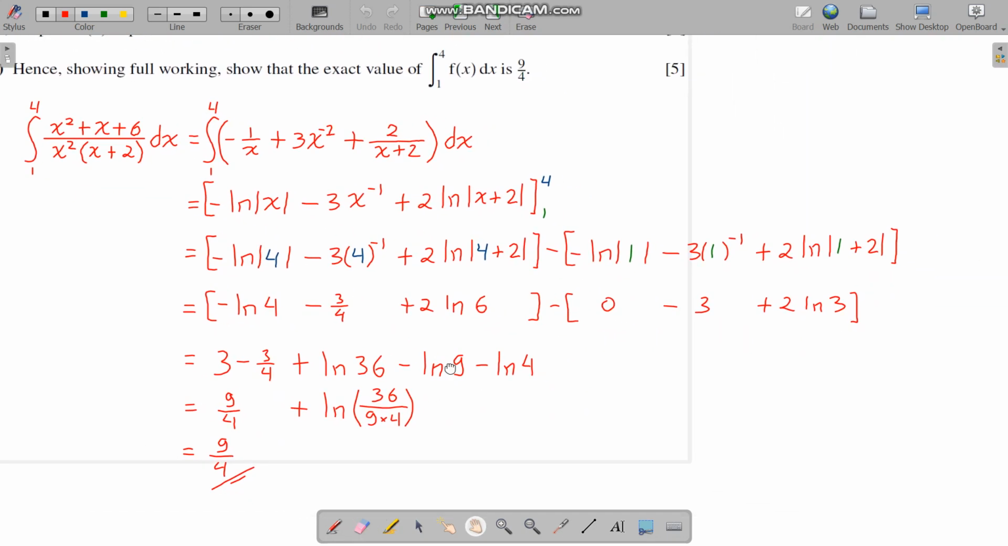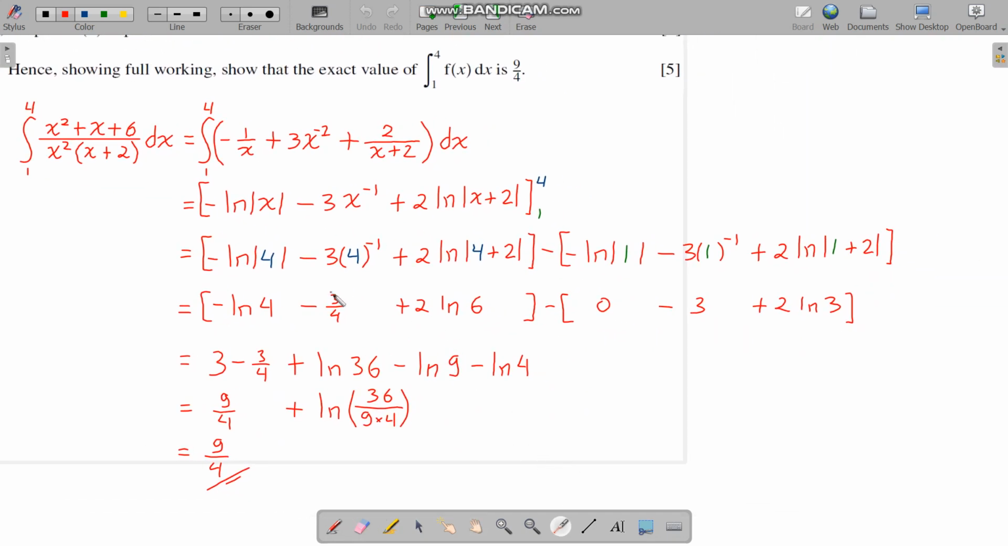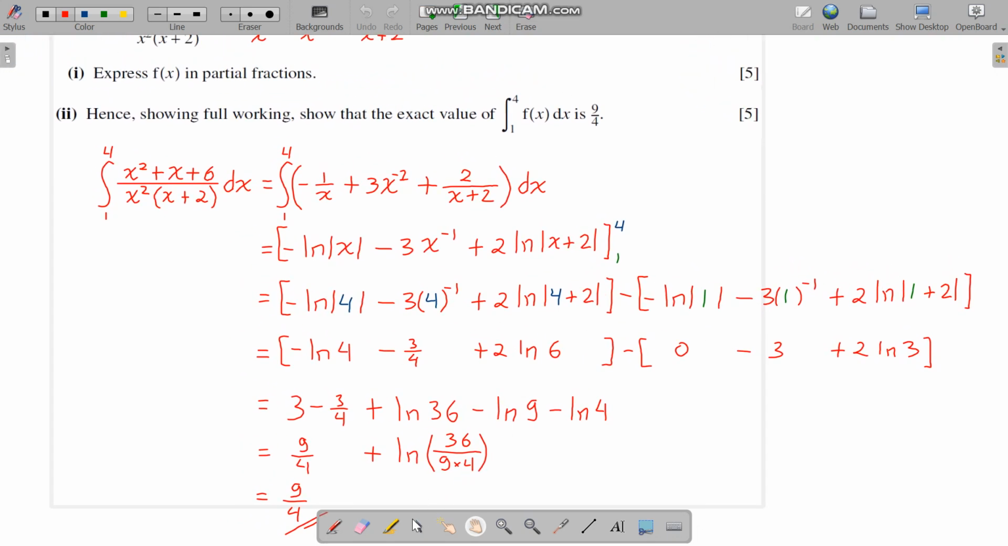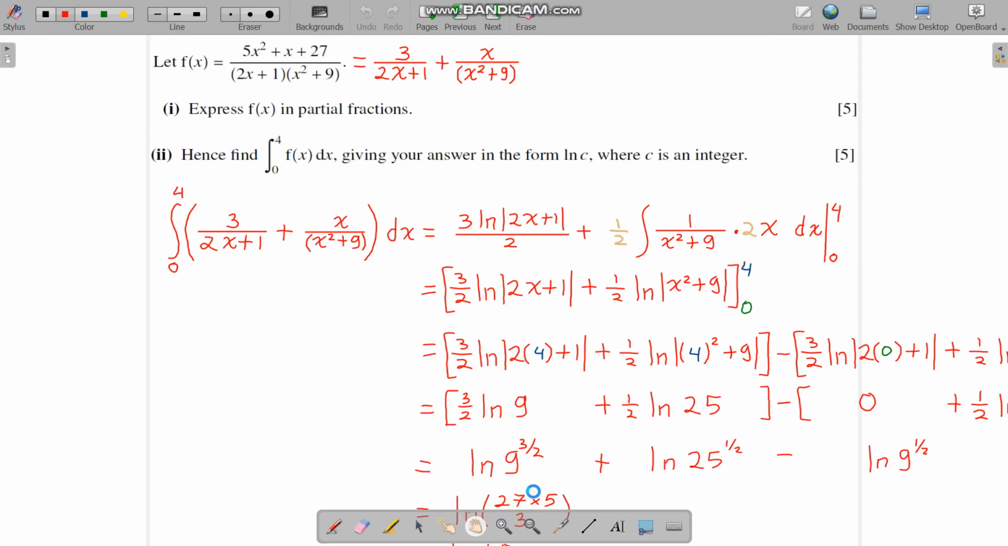Plug in the terminals 4 and 1, and use your calculator, and you get this, and you can use the log rules to get this. This is a showing question, so your final answer is not important at all here. The process is important. Alright, partial fractions.